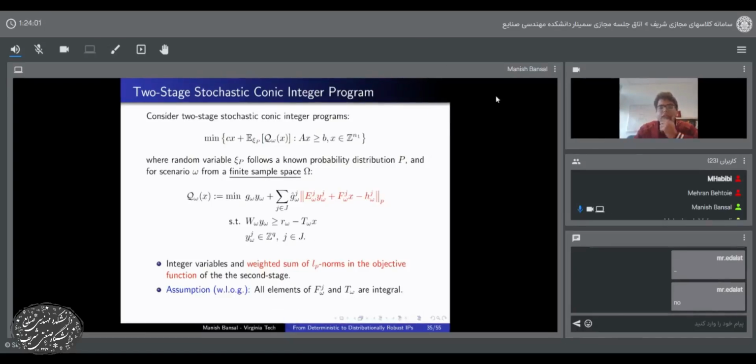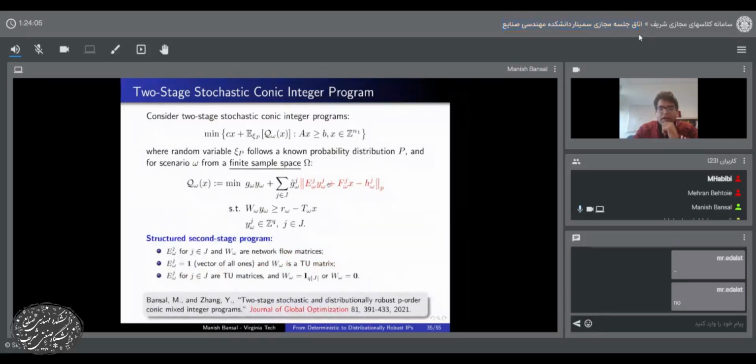So we said, okay, let's see what we can do with this particular problem. Can we come up with some structure or some cases where, let's say, ej omega and w omega are network flow matrices, or ej omega is a vector of all ones and w omega is a totally unimodular matrix, or ej omega is a totally unimodular matrix and w omega is just identity or a zero vector? Can there be some of these conditions where we can convexify this set, which means can we relax the integrality restrictions on the second stage integer variables?